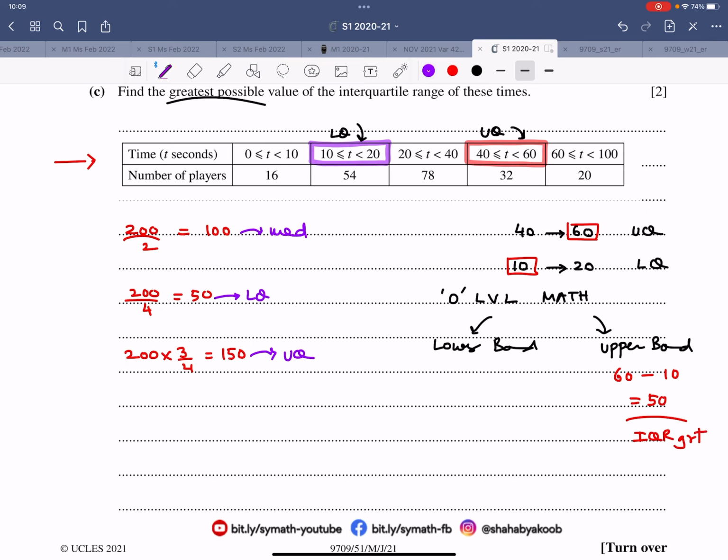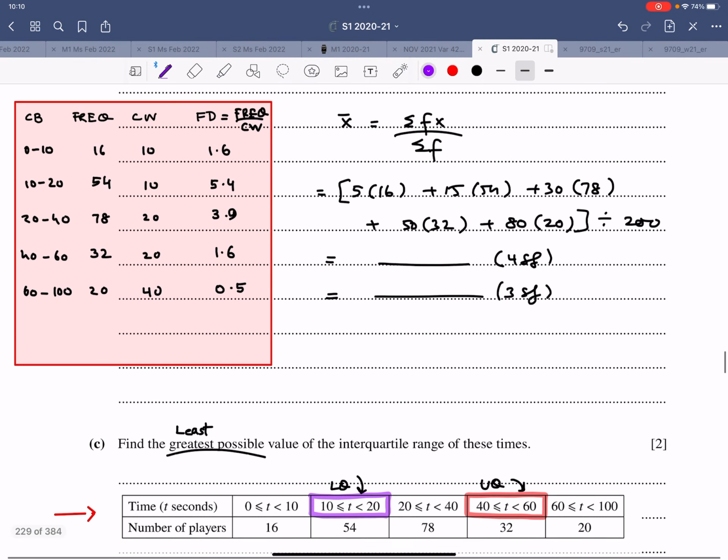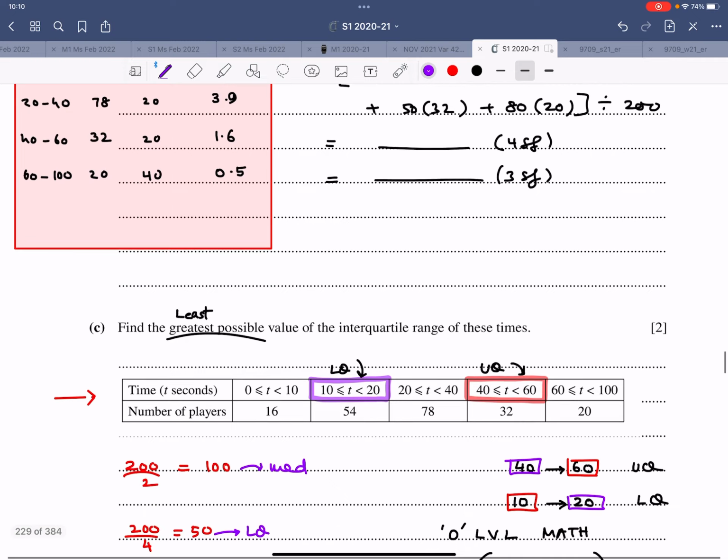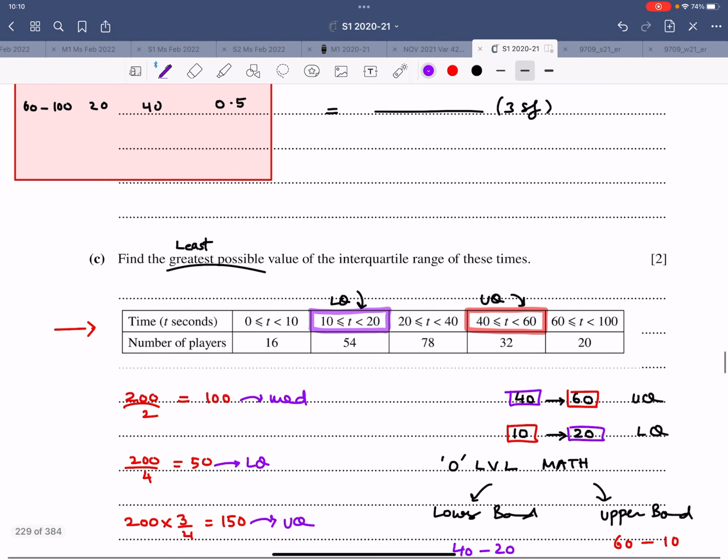And when you choose this and this value, the lowest value of upper quartile, highest value of lower quartile, so 40 minus 20, that is 20, that is interquartile range, least value. So I have done more than what they have asked for, just to explain this concept in full totality.